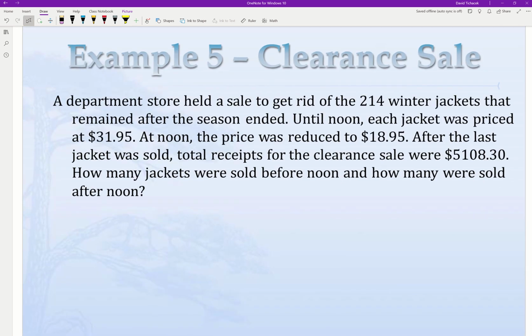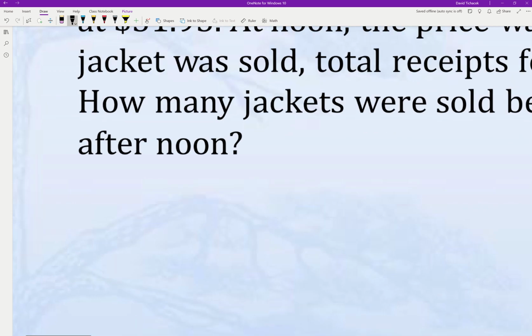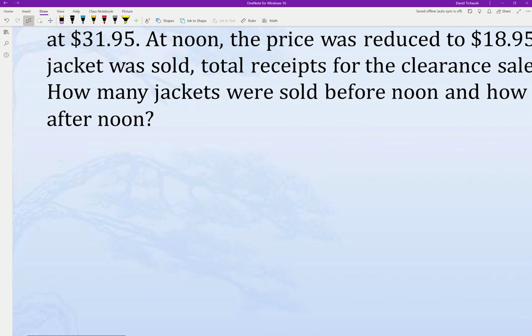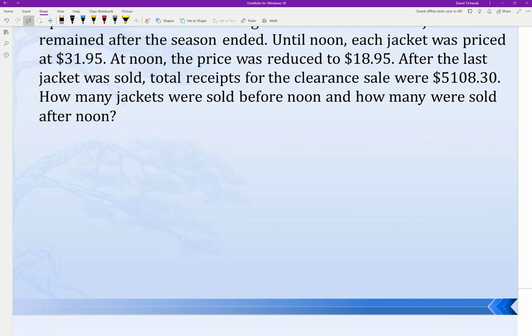So example number 5, it says clearance sale. I'll let you go ahead and pause the screen and read through the problem here. But let's go ahead and give this one a solve, right? So one of the first things that I always like to do, just so I know throughout the problem, is I like to go through and define some variables. If you actually went through and read the problem, it asks you how many jackets were sold before noon and how many were sold after noon, right? So those are the two things that we don't know. I always encourage you to read the very last sentence. What is the question? The thing that they're asking you for, that's what you should let x and y be equal to, right?